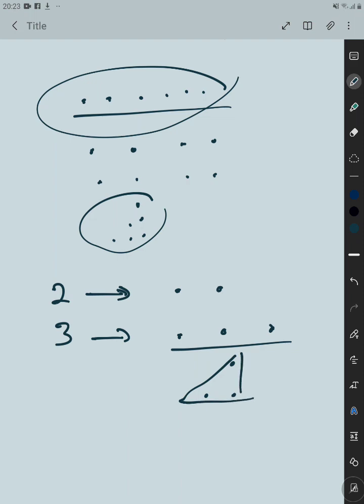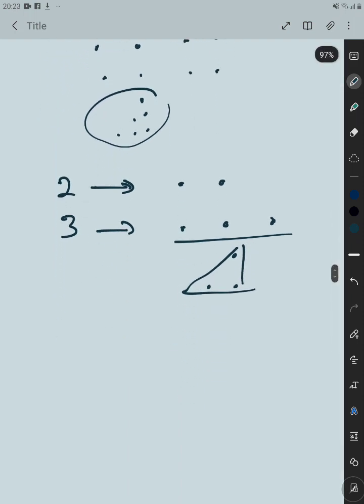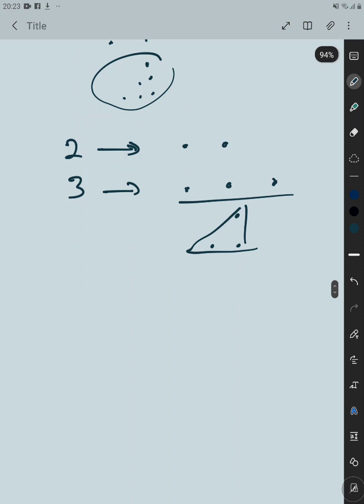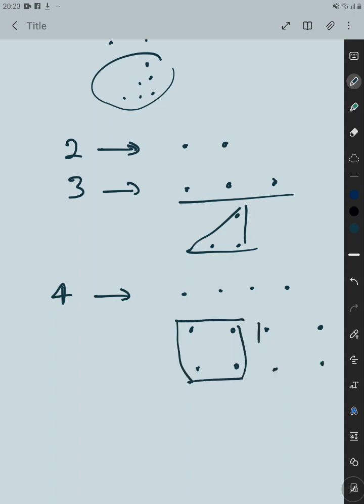Similarly, let's take number 4. Number 4 can be represented as a line, and it can be represented as a square also, and it can be represented as a rectangle also. So this is a square and this is a rectangle. Similarly, other numbers can be represented like this.